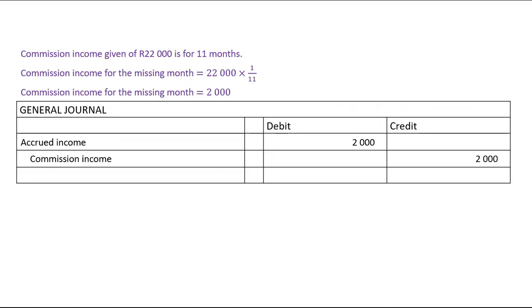Please note that they also told you that commission income was only received for 11. So we have accrued income. We have 1 month of commission income that was not received. So I showed you that you'll just divide to give you commission per month. So that commission per month, 1 month has not been received. So that's why we debit accrued income and credit commission income.